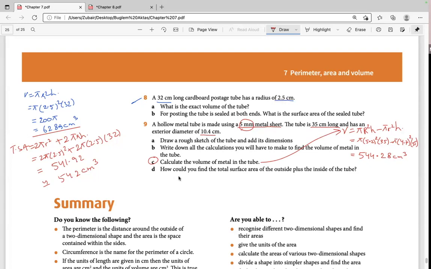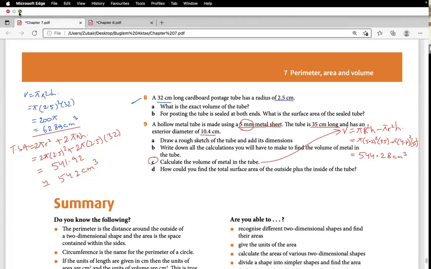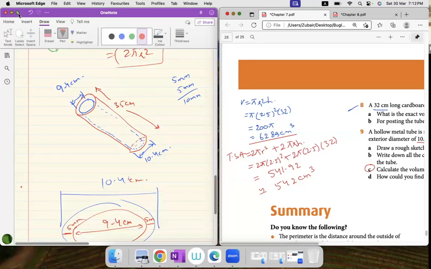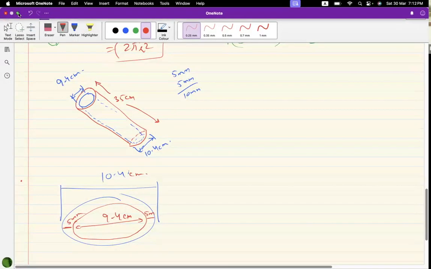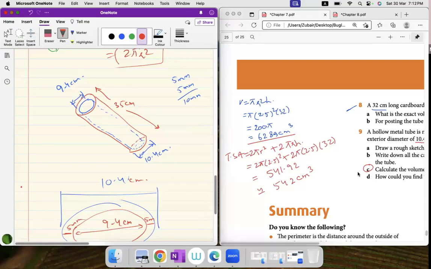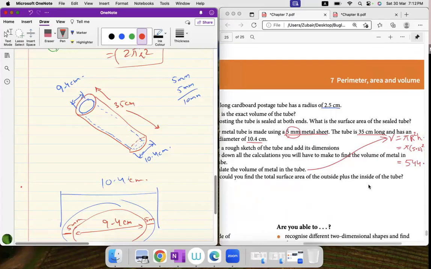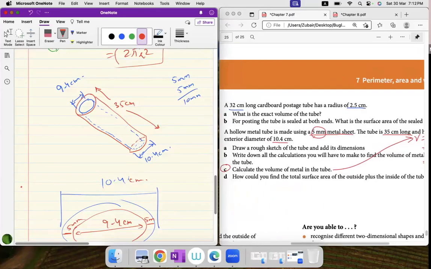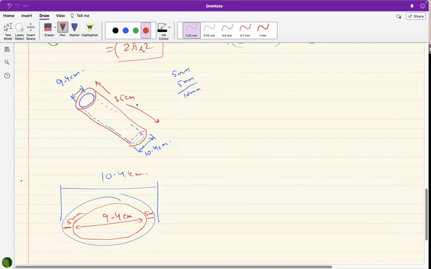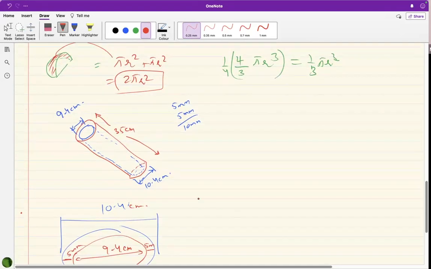D part. How could you find the total surface area of the outside plus the inside of the tube? Does it ask us to give the answer or just show the steps? We'll actually find it. Yeah, he is asking how you'll do it. But just to ensure that we are both thinking the same thing, we can match our numerical values.